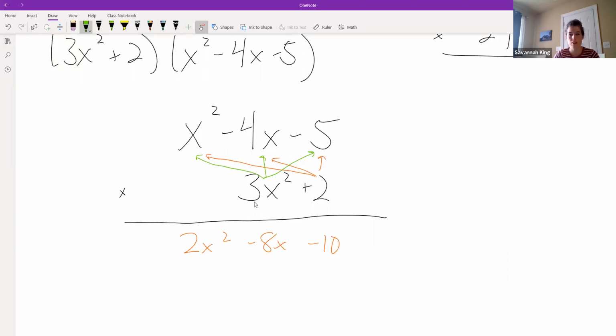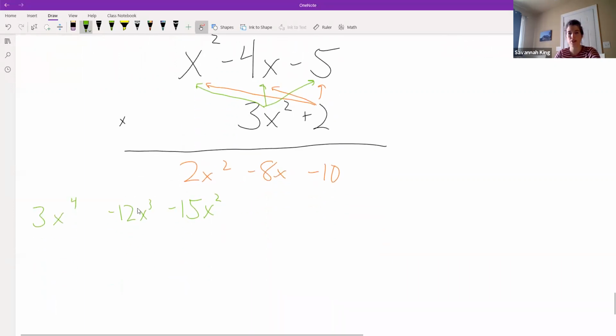And as you do that, you try to line things up according to their power of x. So 3x squared times negative 5, negative 15x squared. 3x squared times negative 4x, you get an x cubed. And they stick this kind of awkwardly off to the side because there's nothing for it. There's no like terms for it to line up with.